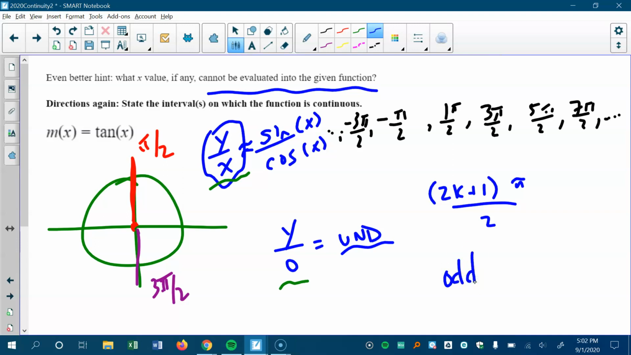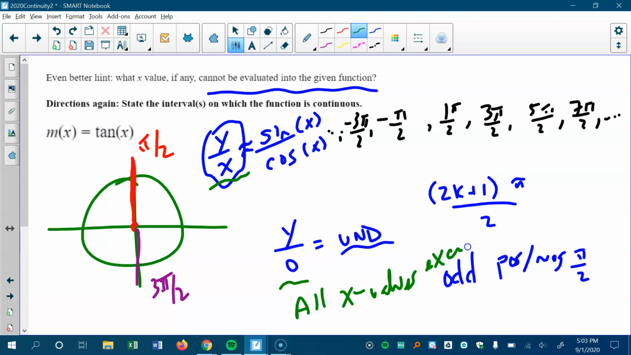So for odd, positive and negative values of pi over 2, the function is discontinuous. So that means that our answer is going to be the intervals on which the function is continuous: all x values except for odd values of positive and negative pi over 2.